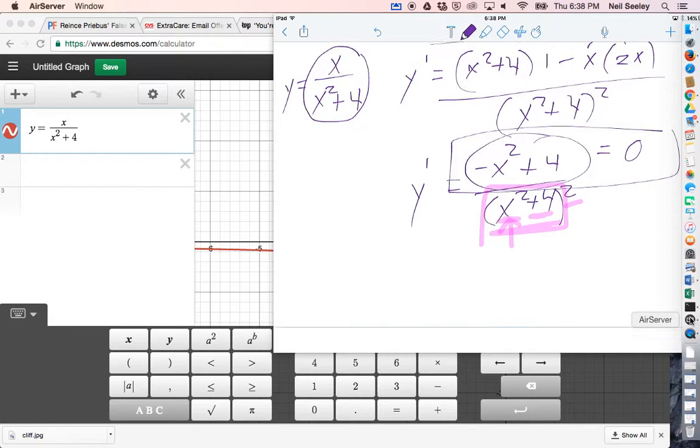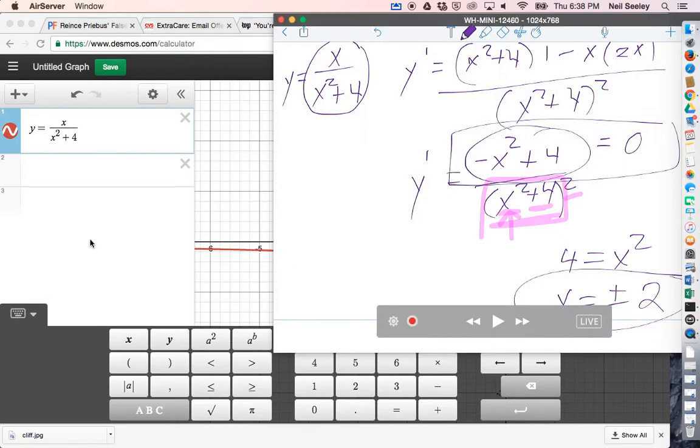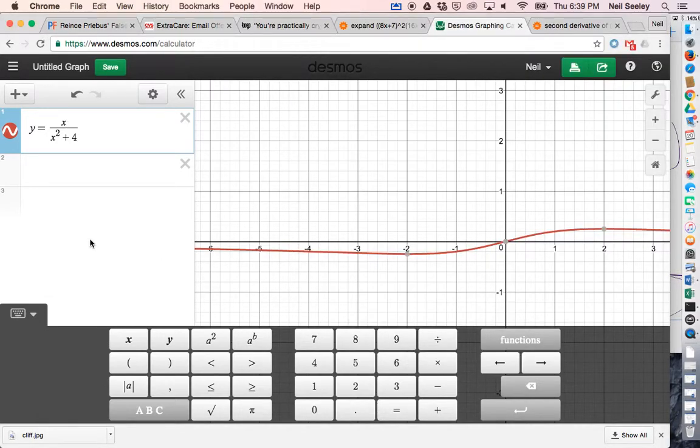So I will. Okay, negative x squared plus 4 equals 0. I add x squared to both sides, and I take the square root. X is plus or minus 2. Those are possible extrema, and if you remember back in our graph, of course, that's what we saw. Those are the two places. So you'd go in and say my relative minimum occurs at negative 2, and the y-coordinate is negative 0.25, and the maximum happens at 2, 0.25.